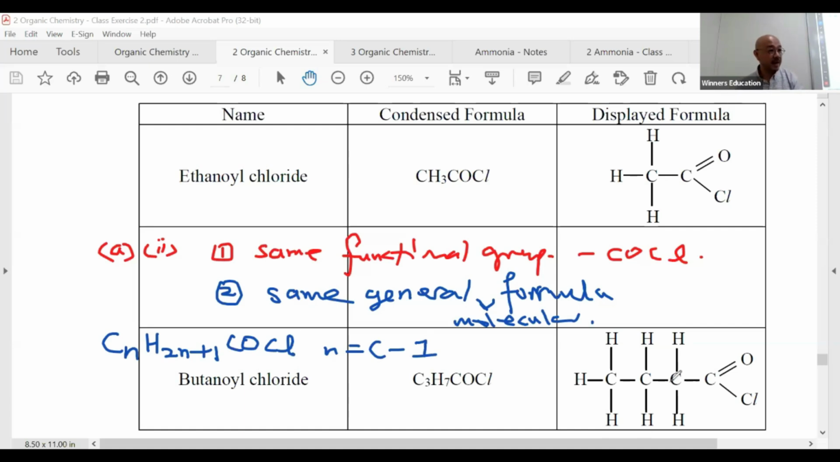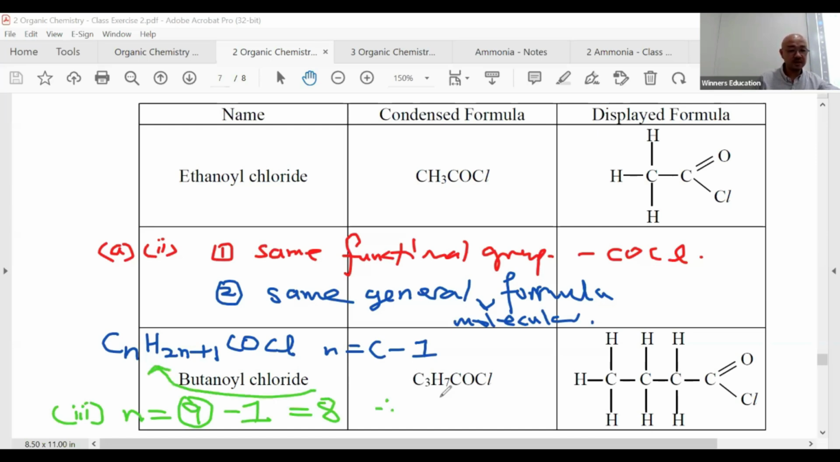Everyone okay? And therefore, we answer part 3. Part 3 says what? 9 carbon atoms. Make sense? So we're going to use n equals 9 minus 1, which is equal to 8. I'm going to sub it inside, and therefore, it's C8H17COCl. This is part 3.